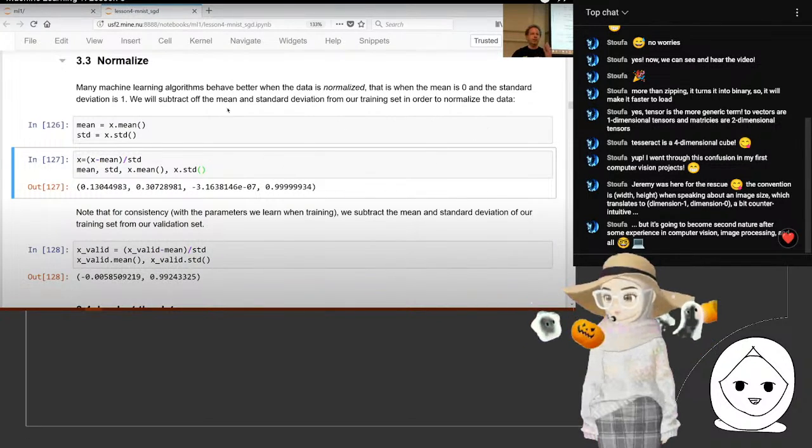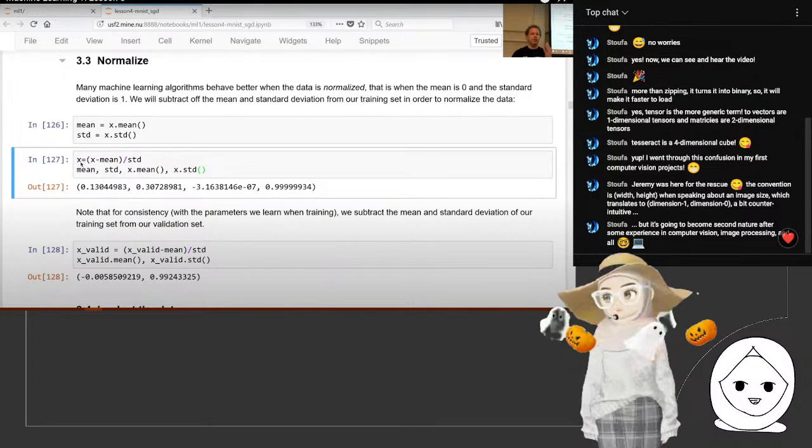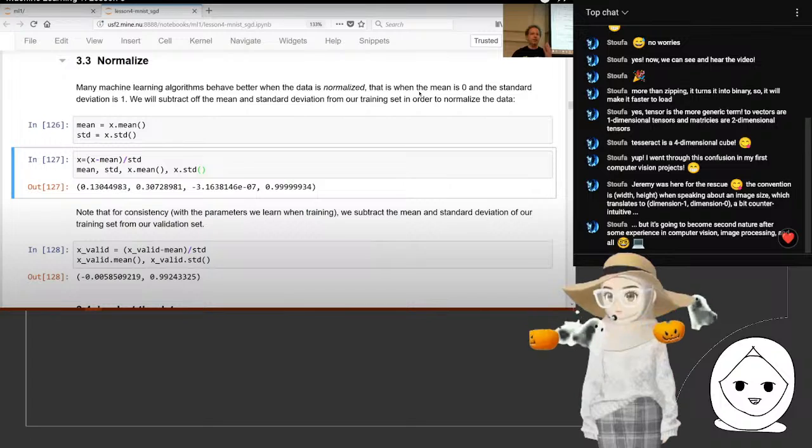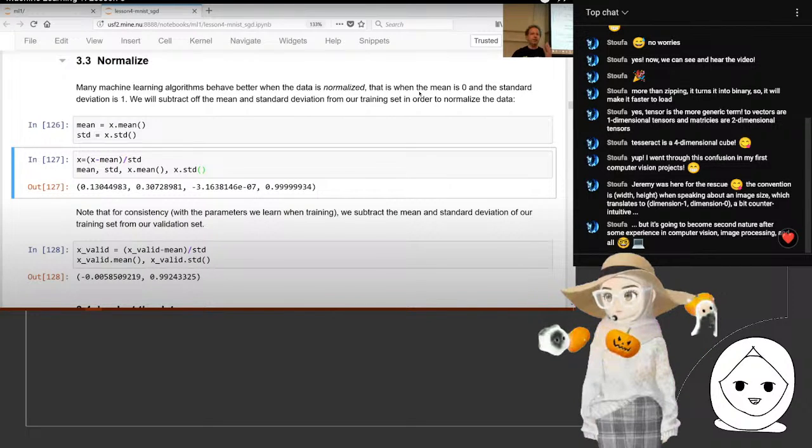So we're just changing all the values? I don't really understand this point. Models behave better when data is normalized, and that is when the mean is 0 and standard deviation is 1.